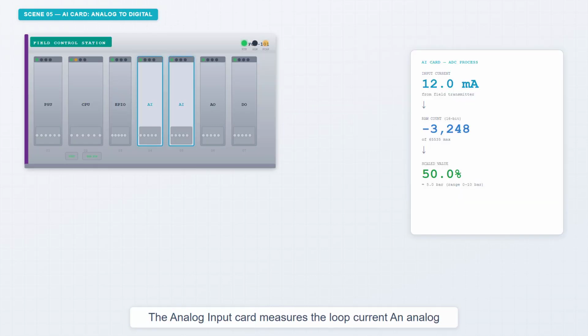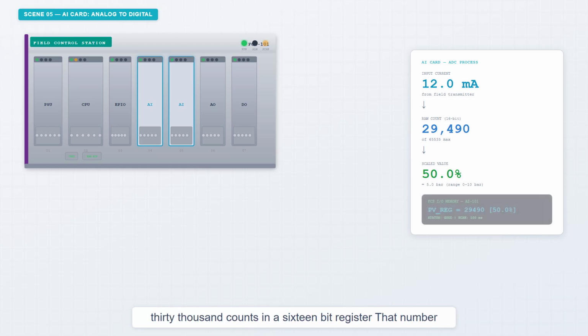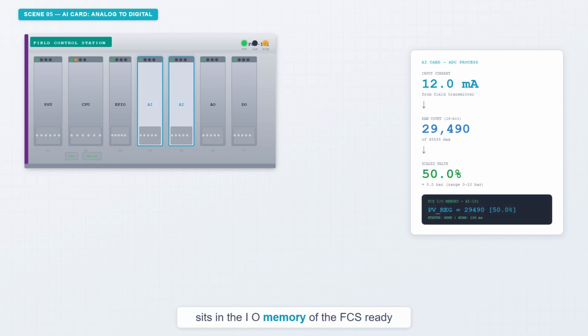The analog input card measures the loop current. An analog to digital converter samples the current and turns it into a number. 12 milliamps, 50% of range, becomes approximately 30,000 counts in a 16-bit register. That number sits in the I/O memory of the FCS, ready for the CPU to read on the next scan.